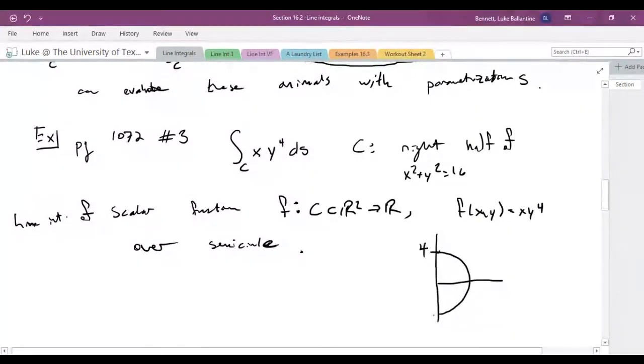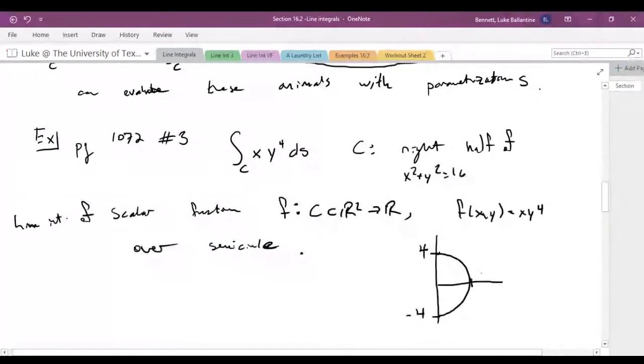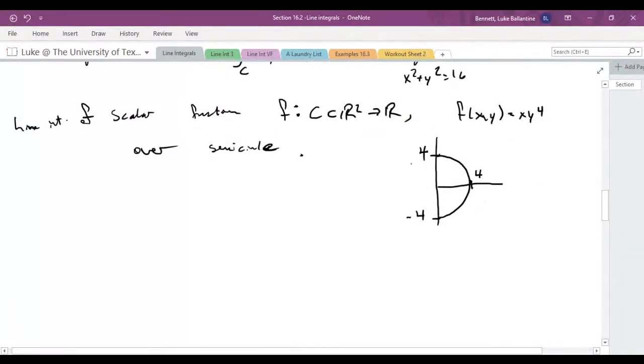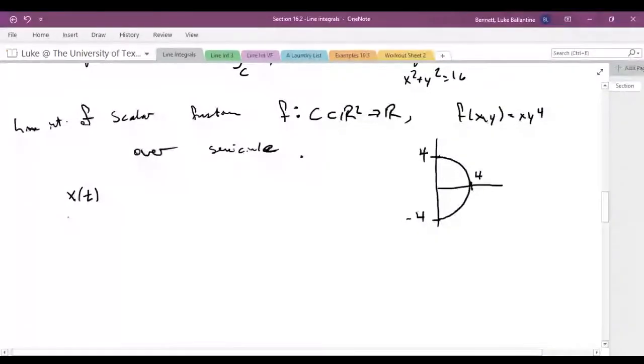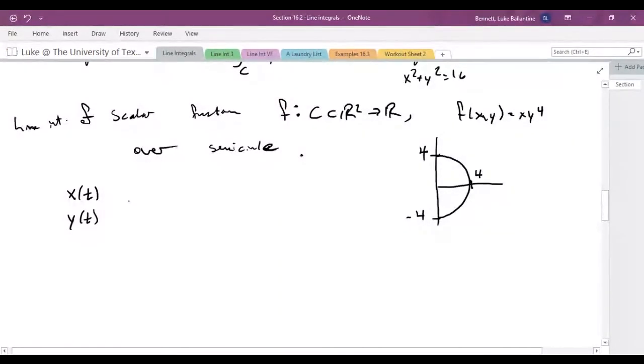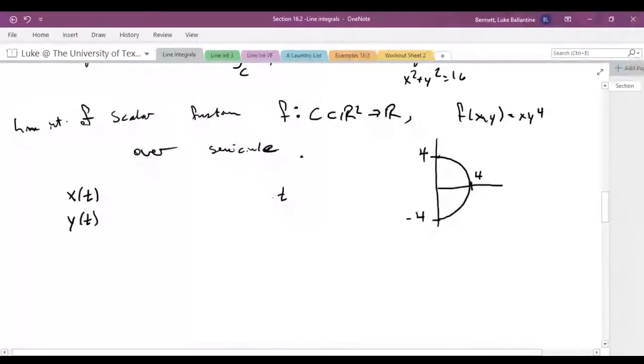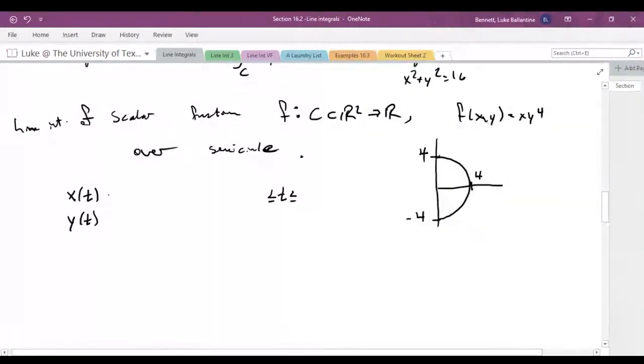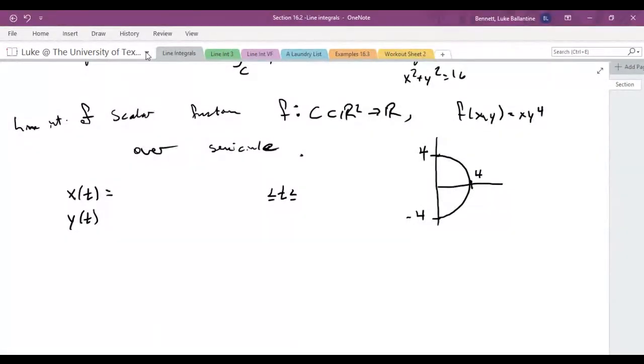So we have 4, -4, the right half of it, +4. And to parameterize this, we need an x of t, we need a y of t, and we need t in between some numbers. So to parameterize a unit circle, it's just cosine t, sine t from 0 to 2 pi.